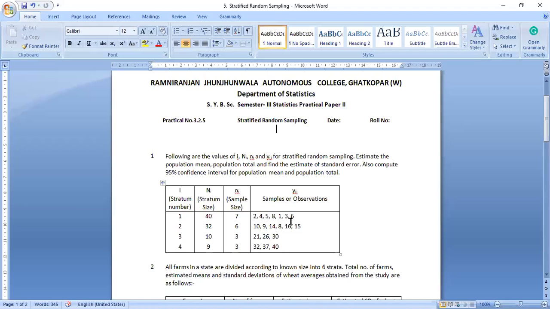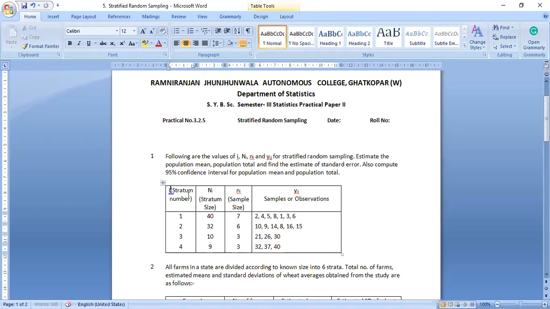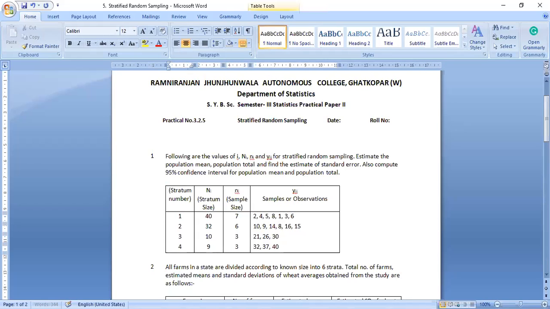Let us begin. So we have a new practical. It's based on stratified random sampling. Okay. So let us begin with the first question. Yeah. So this is the example where you can see the example based on stratified random sampling. What happened in stratified random sampling?